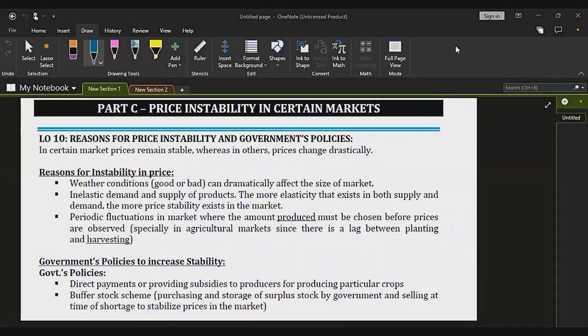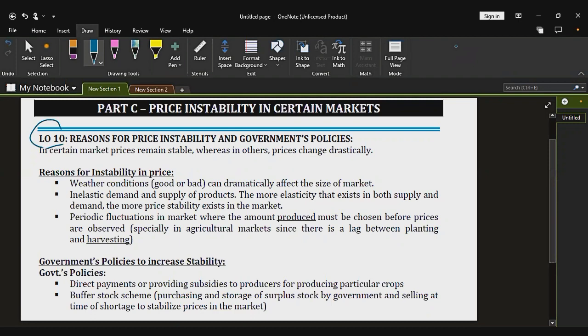Jawad Ahmad. Today we are present in our next economics class in which we are going to discuss the 10th learning objective of this chapter, that is reasons for price instability and government policies. It is the most interesting topic of this chapter. Everyone wants to know why there is so much price instability in the market and where is the role of government in all this scenario.